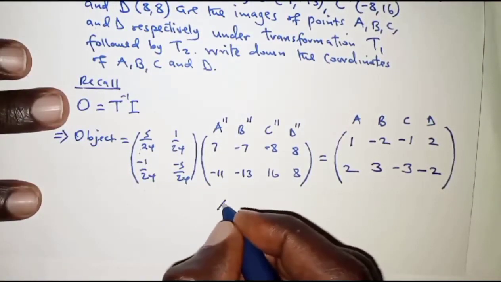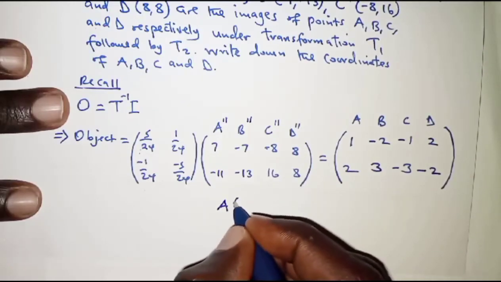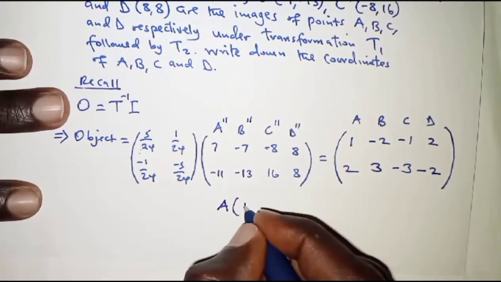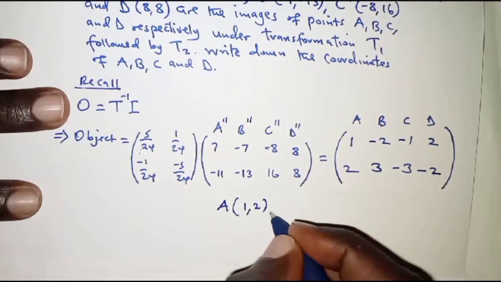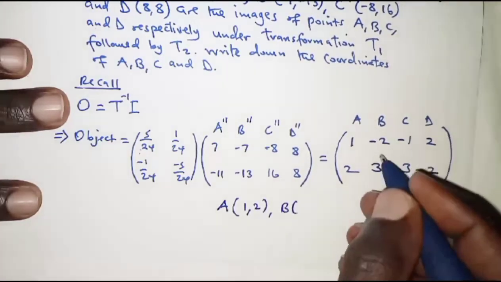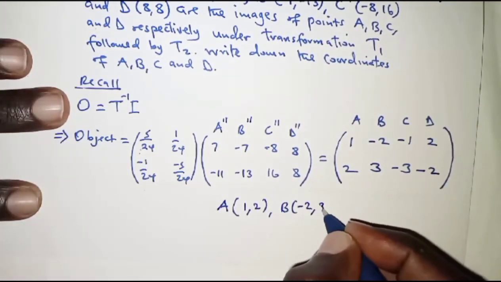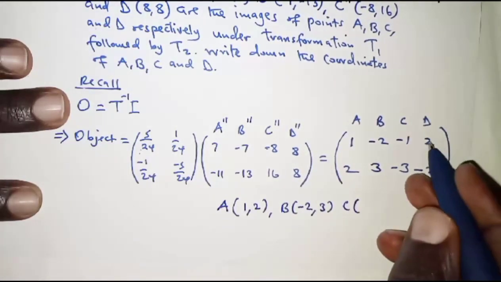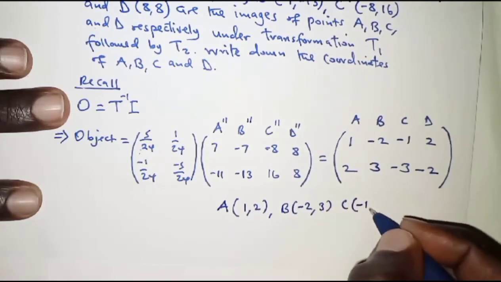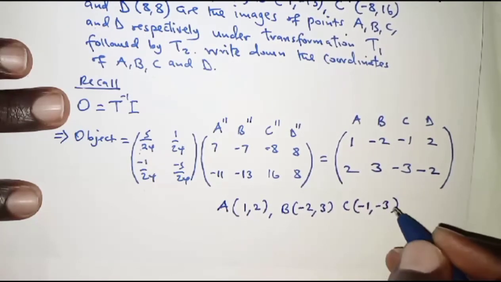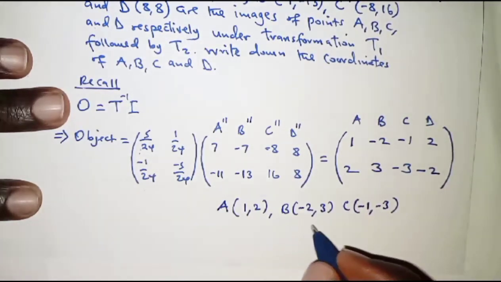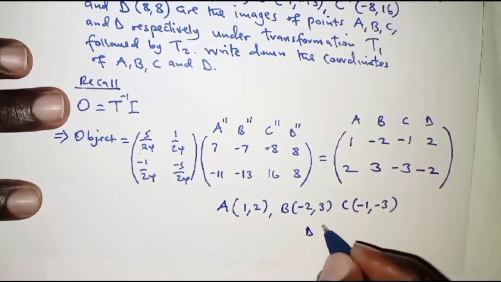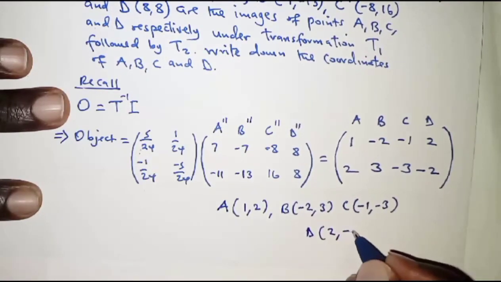And finally, the coordinates of A, B, C, and D will be given as follows. A is 1, 2. B is negative 2, 3. C is negative 1, negative 3. And finally, D is 2, negative 2.